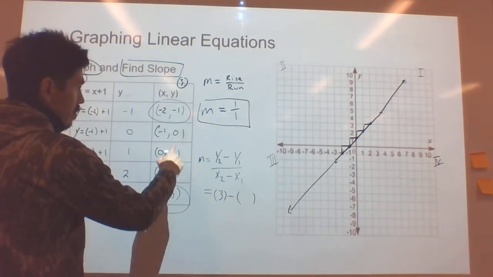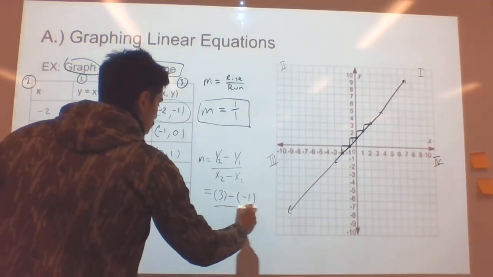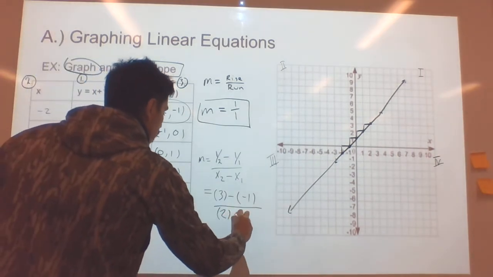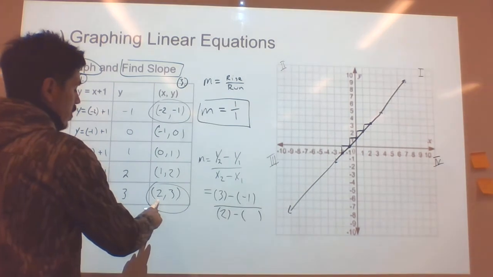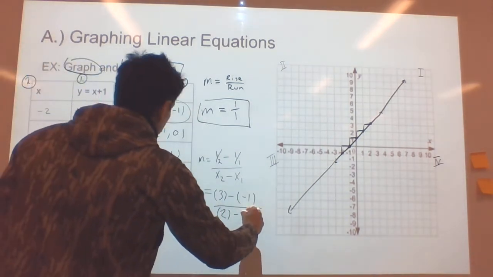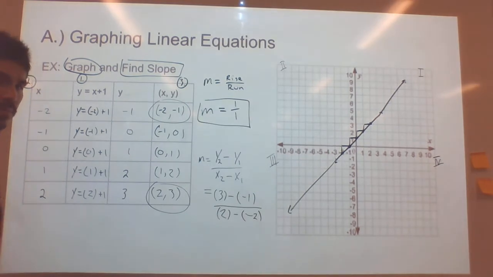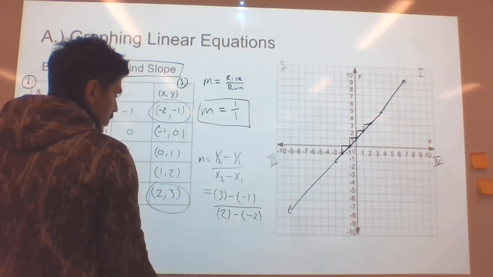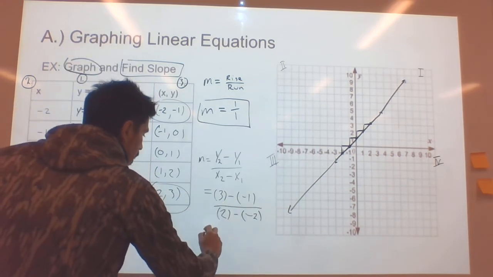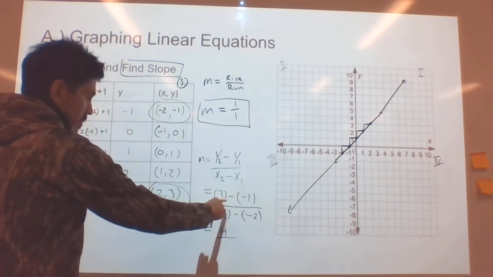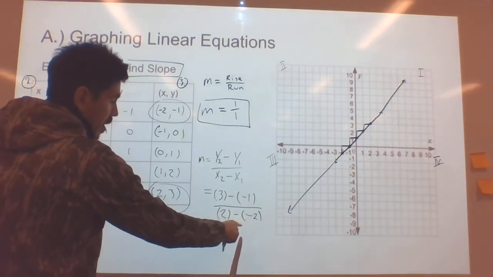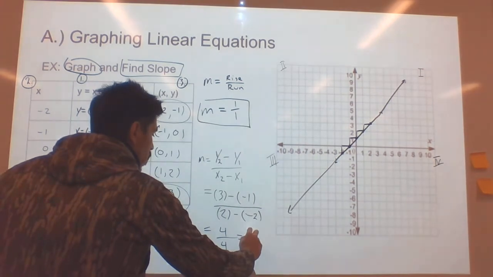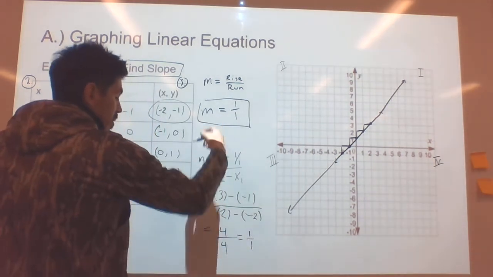What's my y1? My y1 is up here, -1. On the bottom, what's my x2? My x2 is from my second point, 2, minus my x1. What's my x1? It's -2, I'm sorry. Now we evaluate. 3 minus a -1 is going to be 4, because negative becomes positive. Same thing down here, 2 plus 2 is 4. This reduces to 1 over 1, which is my slope up here.